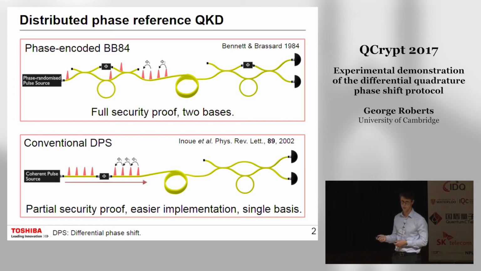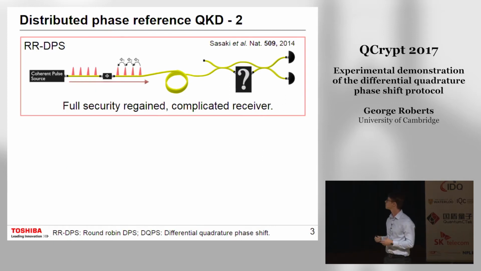This only uses a single basis, and the information is encoded in the differential phase between every single pulse. This then travels through the quantum channel, and the receiver is just set to a single basis. You don't need to choose a basis at all. So it's all very simple. But unfortunately, it only has a partial security proof, so it has seriously degraded performance when full attacks are taken into account. So in order to get around this, a couple of protocols were introduced.